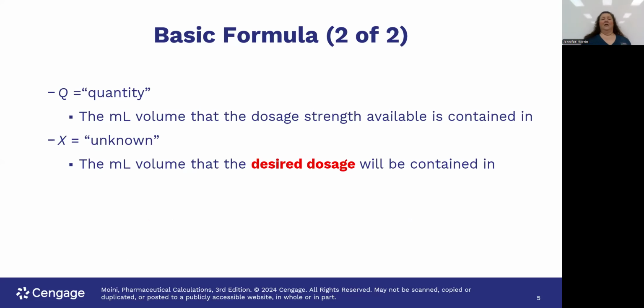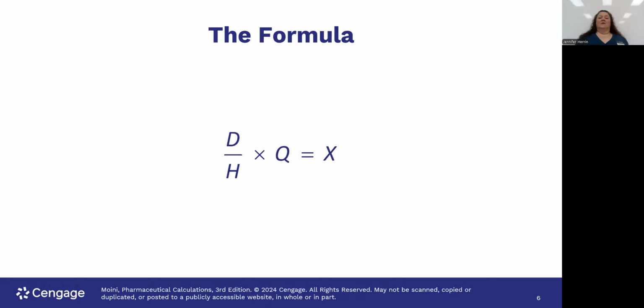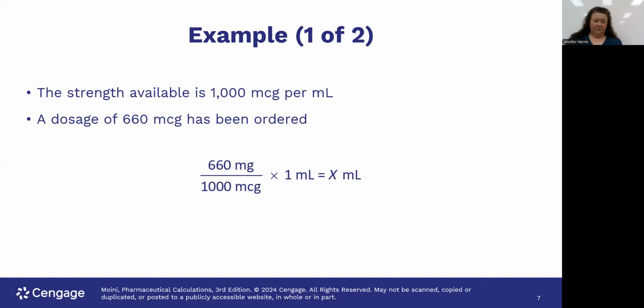The quantity, or Q, will designate the milliliters or volume that the dosage strength available is contained in. And X is your unknown, or the volume that the desired dosage will be contained in. So there's your formula: D over H times Q equals X.